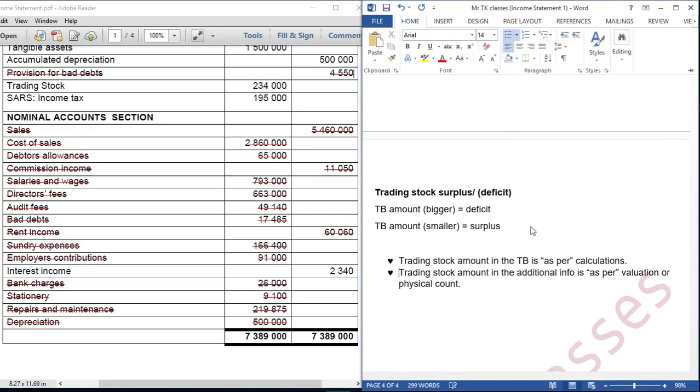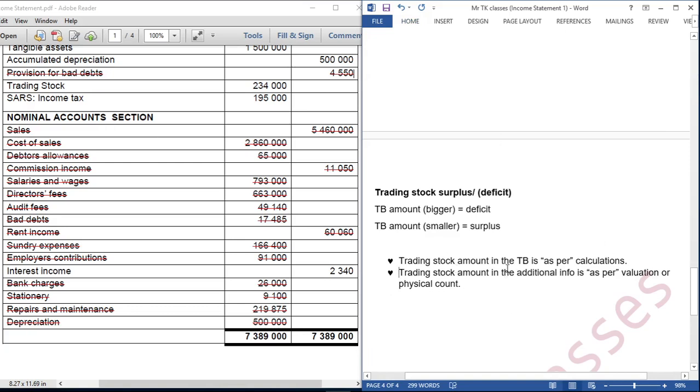All right, so now that we have these two statements that are here, let me just put some random amounts to explain this. Let's say the inventory as per calculations is 450 rands. Then you go to the storeroom or to the warehouse, you do your valuation, you see that the inventory that you have is 430 rands. It means that there is a deficit of 20 rands, right?